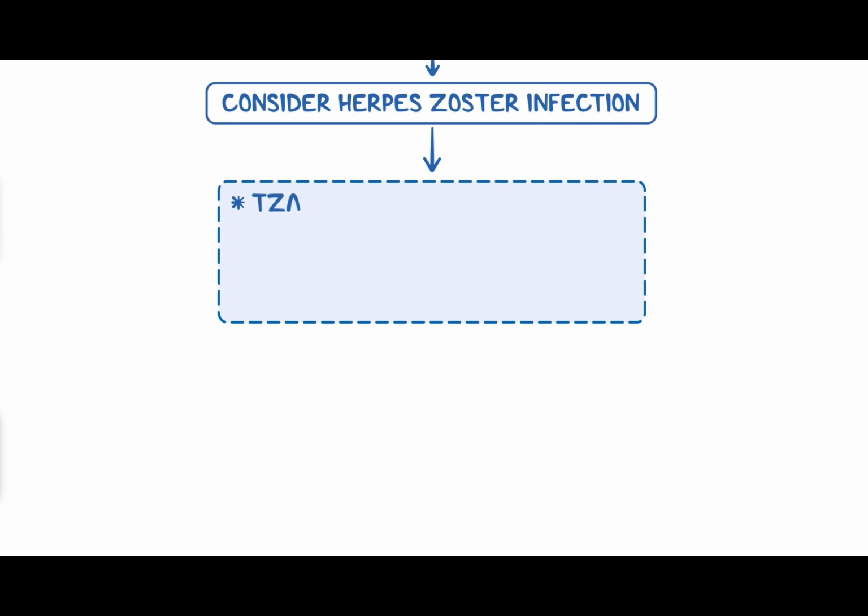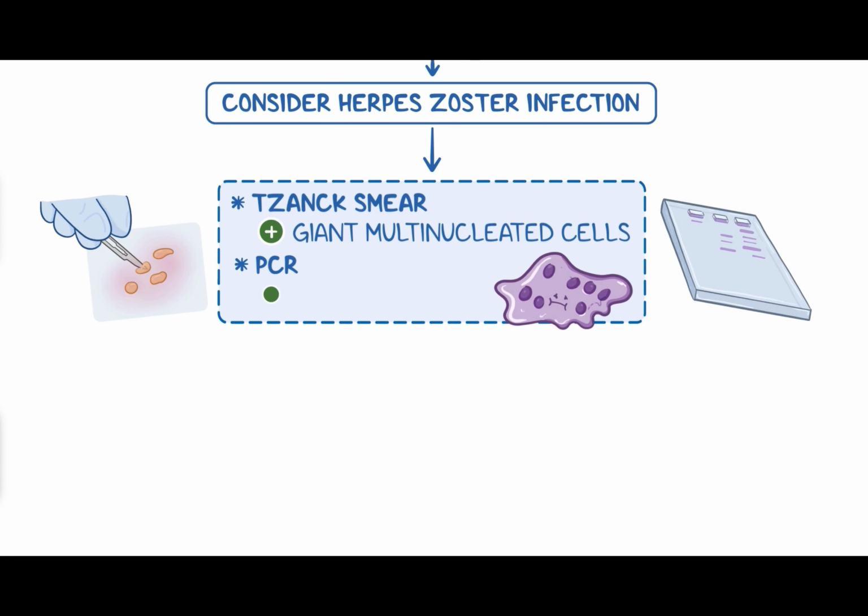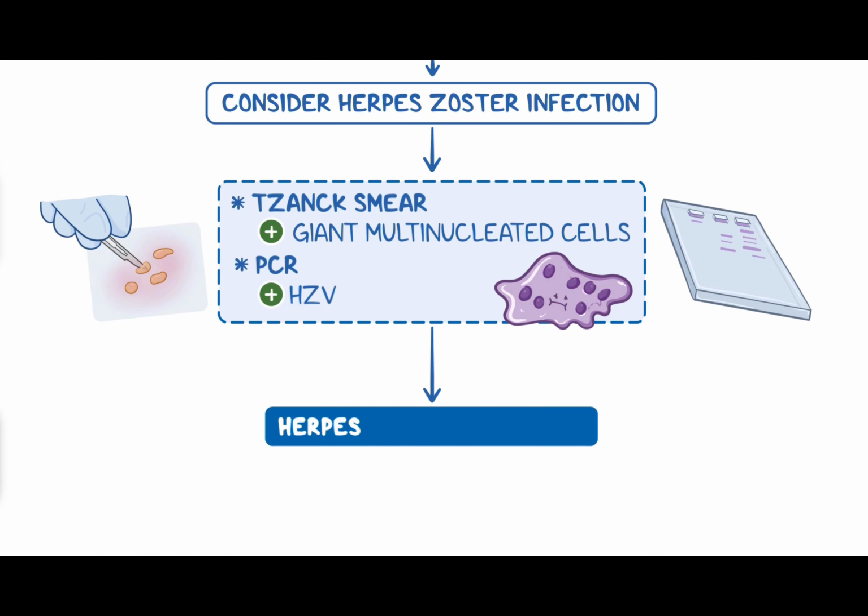Next, order a Tzanck smear and a PCR. If the smear comes back positive for multinucleated giant cells and a positive PCR for VZV, your diagnosis of a herpes zoster infection is confirmed.